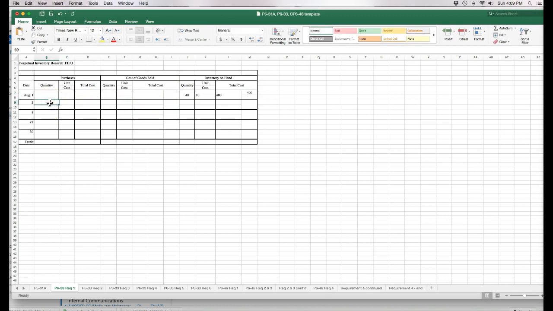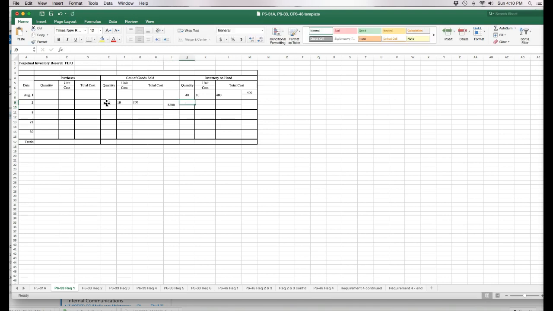Now on August 3rd, it says that we sold 20 of those units. So we can skip over the purchases because we didn't purchase anything on the 3rd. We have sold 20 of these 40 items that we have on hand. So we would put in quantity of 20. What was the unit cost of what we purchased those units at? It was $10. Makes no difference what we sold them at. So the total cost would be $200.